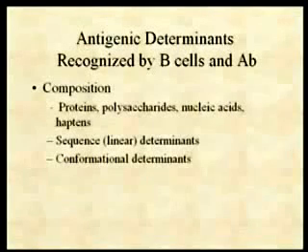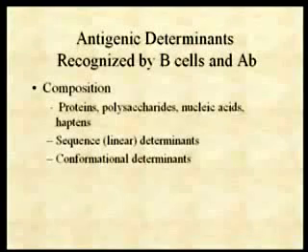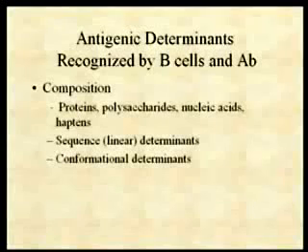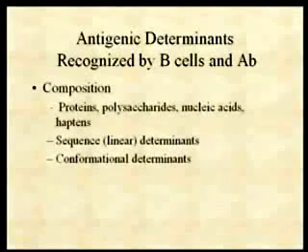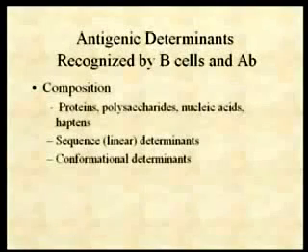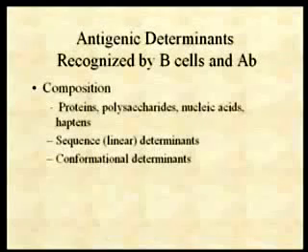They'll recognize polysaccharides. They'll recognize nucleic acids. And they'll recognize haptenes. They can bind to all of these. They can recognize sequence or linear determinants. And they can recognize conformational determinants. So all of these things the B cells and the antibodies will recognize.